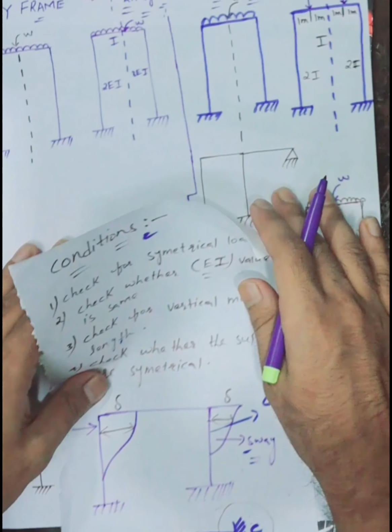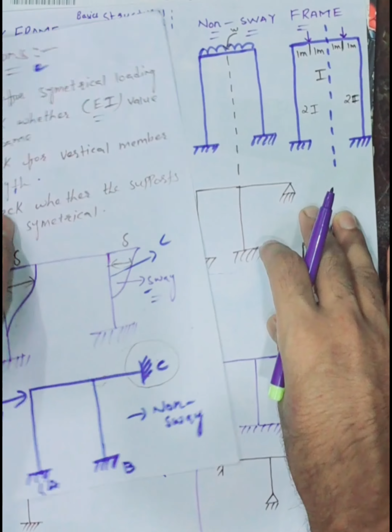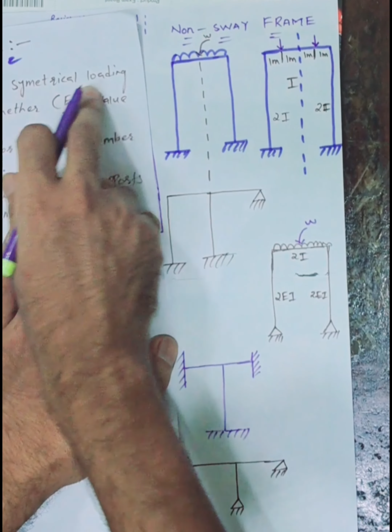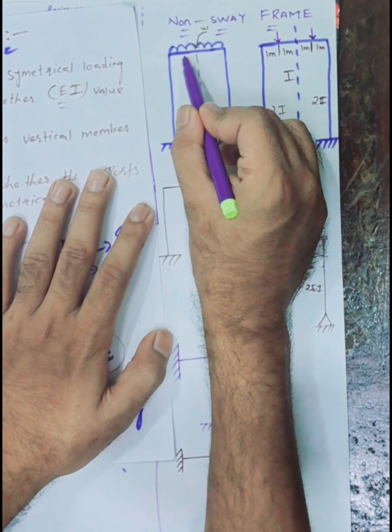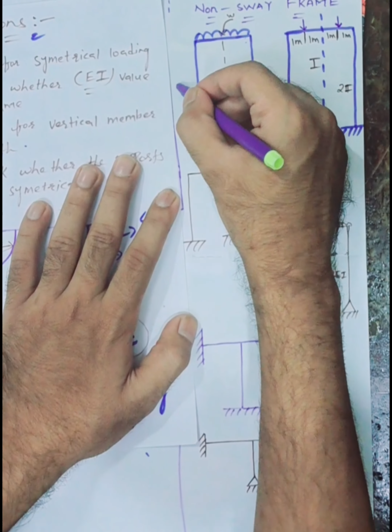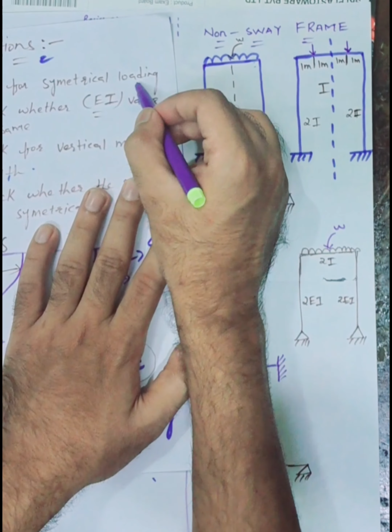चेक फॉर सिमेट्रिकल लोडिंग, इसमें फर्स्ट हम नॉन स्वे देख लेते हैं. ओके, लेट अस सी फर्स्ट नॉन स्वे फ्रेम. Check for symmetrical loading. There is symmetrical loading in both sides. Okay, so this condition is satisfied, then this is a non-sway frame.